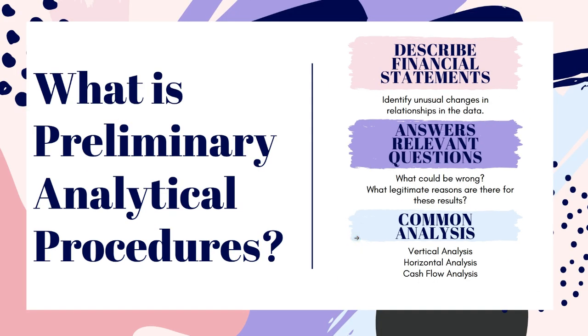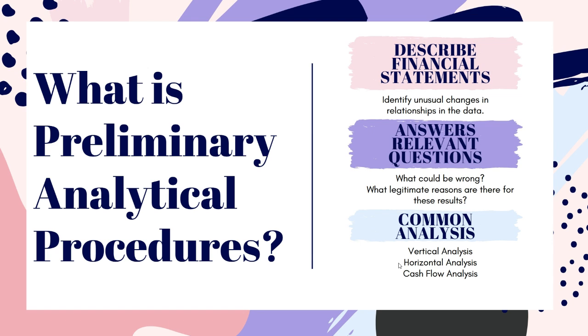So the last thing I want to talk about is what is a preliminary analytical procedure. We talked about this overarching goal of having that expectation and then seeing if what is actually there falls into that expectation, but there are some other specific analyses that we can do as well. The vertical analysis and the horizontal analysis. If you think about it, the horizon is side to side and vertical is up and down. That can help guide you on what these vertical and horizontal analysis things mean.